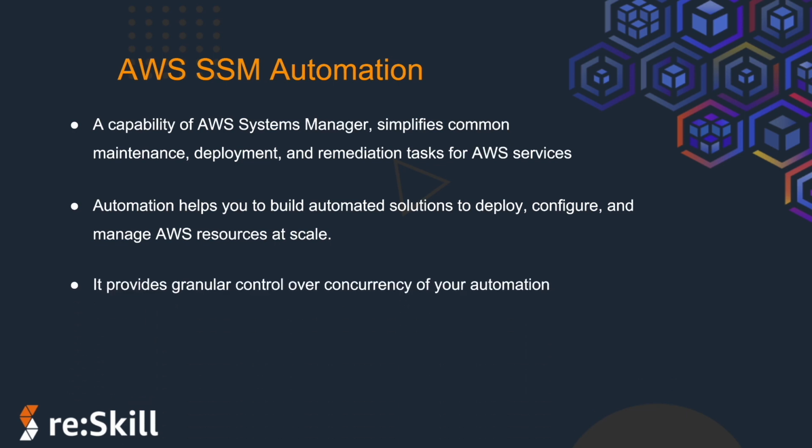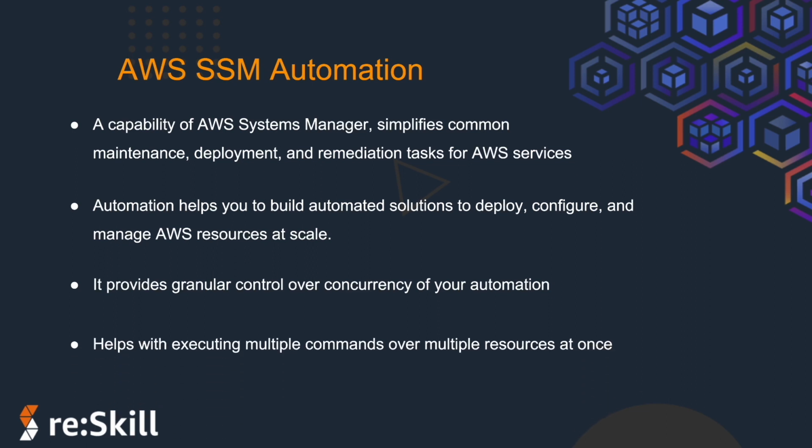With automation, you have granular control over the concurrency of your automations. This means you can specify how many resources to target concurrently and how many errors can occur before an automation is stopped. Automation will help you to execute multiple commands over multiple resources at once.